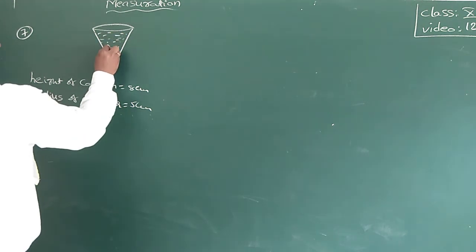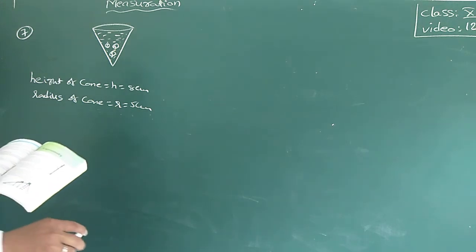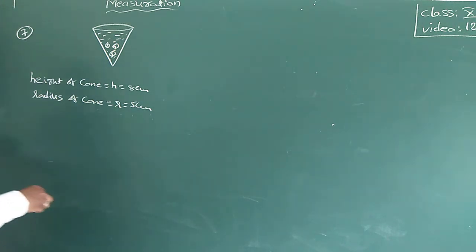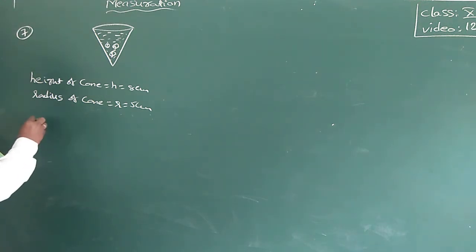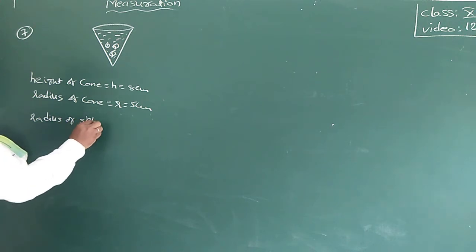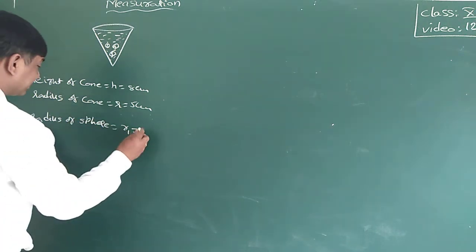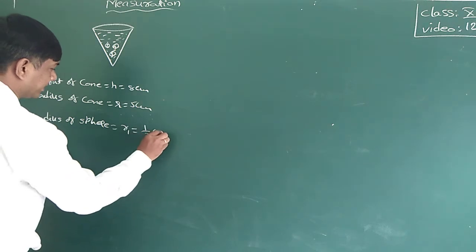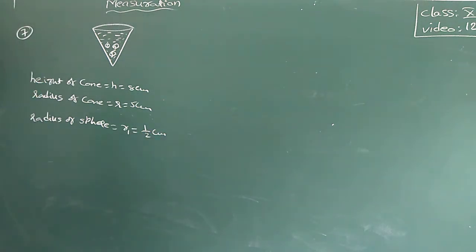When you drop the lead shots, then 1/4 of the water flows out. Okay. Now, radius of sphere is equal to r1 is equal to half centimeter. 0.5 centimeter they given, I took half centimeter. Okay. Then find the number of lead shots dropped into the vessel.